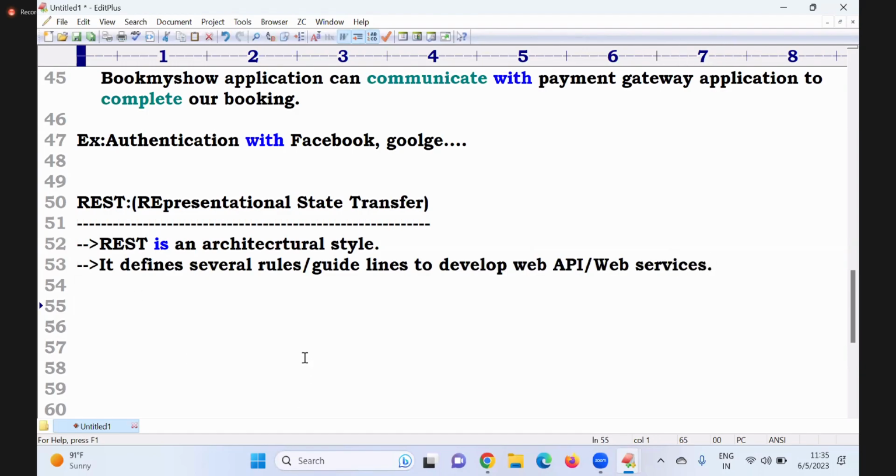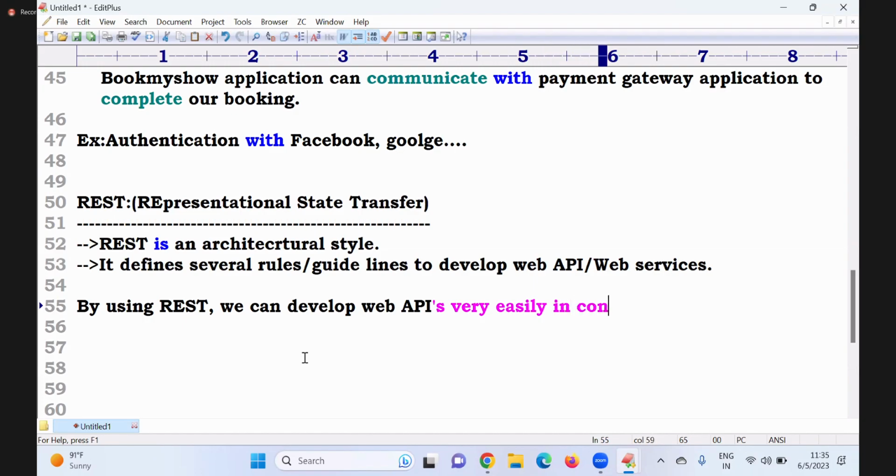So is REST an API? No. It is just like one design pattern, and it gives some guidelines. You can follow these guidelines, then your API is ready. Whenever we use the REST design pattern, we can develop web APIs very easily, in concise code.